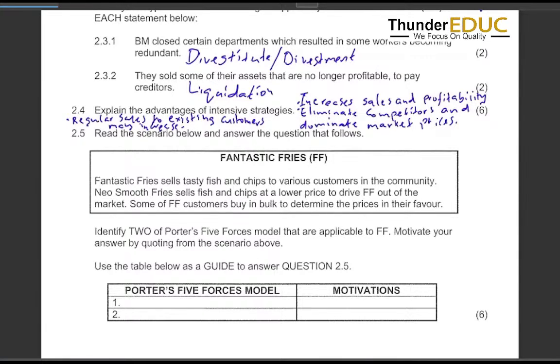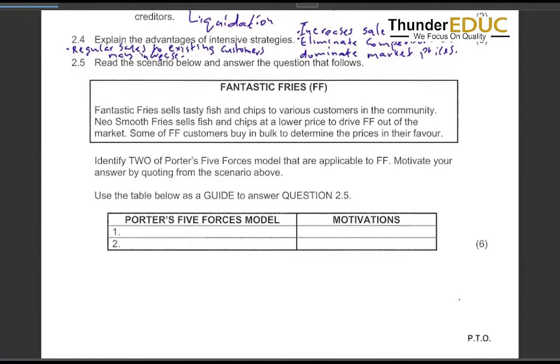Okay, right, grade 12s. So now let's go through the given set of scenario. So now we are moving on to 2.5. So 2.5 reads as follows. Read the scenario below and answer the questions that follow. Fantastic Fries. So Fantastic Fries sells tasty fish and chips to various customers in the community. So now this is our first sentence, and then we name it sentence 1. So now the second sentence says, Neo Smooth Fries sells fish and chips at the lower prices to drive FF out of the market. So now this is going to be our sentence number 2.